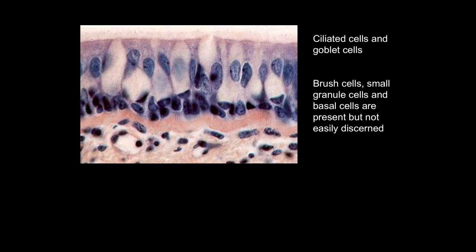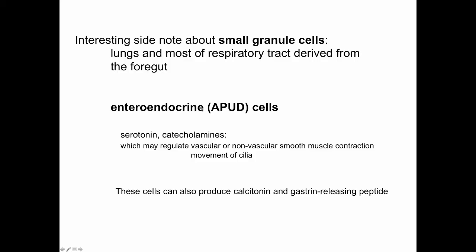In this histological image, you can clearly see the ciliated cells and the goblet cells. It's very difficult on this image to pick out brush cells. I don't think I could pick them out on this image. There are small granule cells and basal cells that are present in this region, but you can't easily distinguish in this image between the small granule cells and the basal cells.